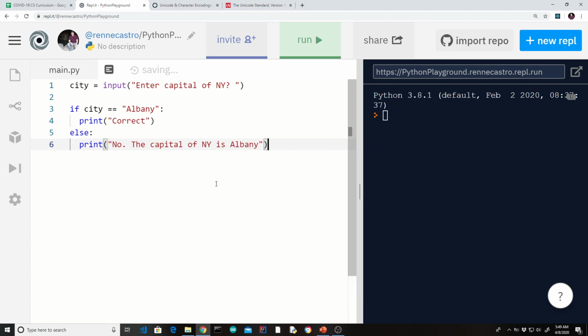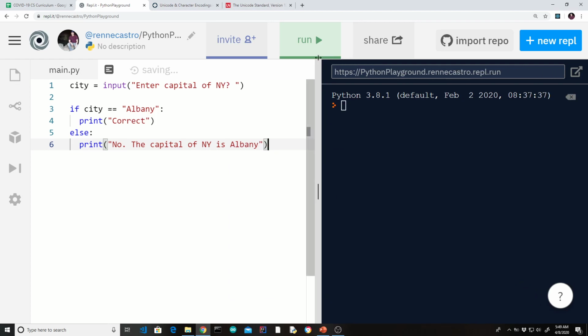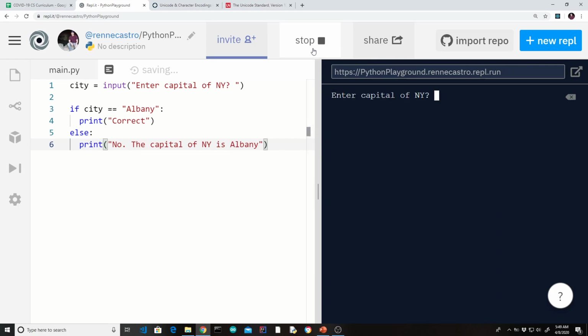Okay, so let's just try it out. Let's go ahead and run it. Enter capital of New York. I'm going to get it correct. Albany says correct. I'm going to run it again, but this time I'm going to do it like this: albany in lowercase, which technically is the right answer.